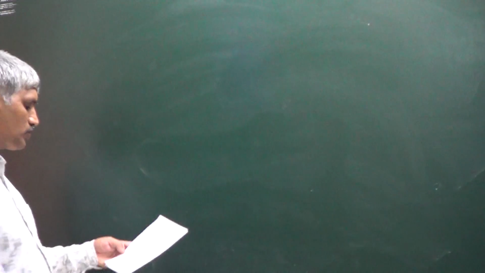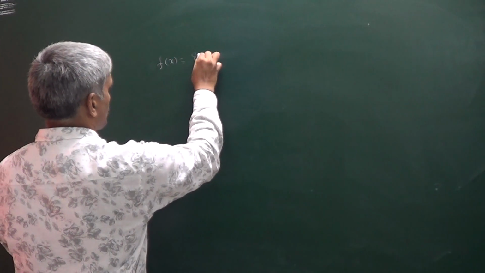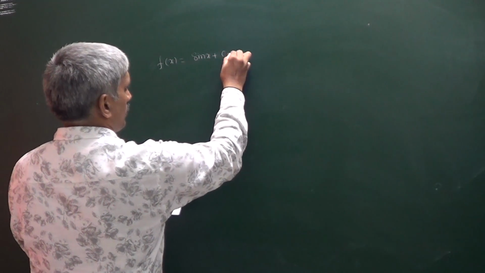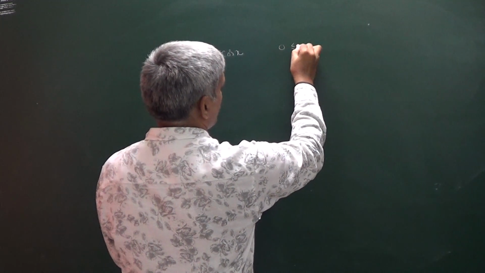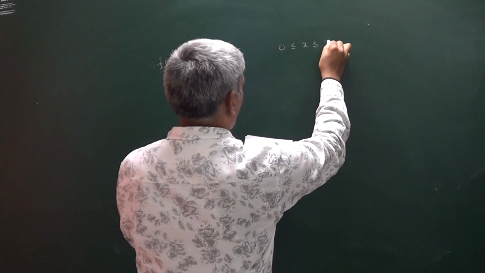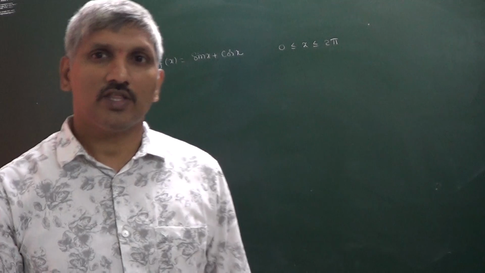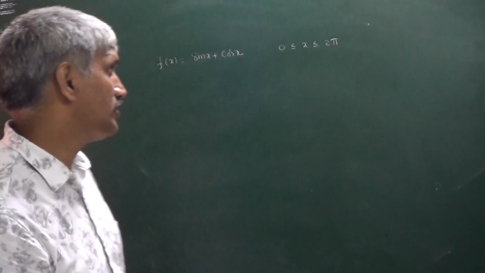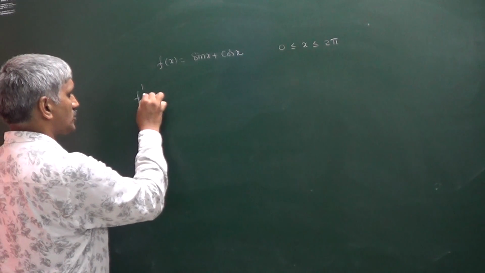So this is another question. f of x is equal to sin x plus cos x in the interval 0 less than or equal to x less than or equal to 2 pi. He is asking in which interval the function is strictly increasing and in which interval the function is strictly decreasing. Okay, right. Find out f dash of x.